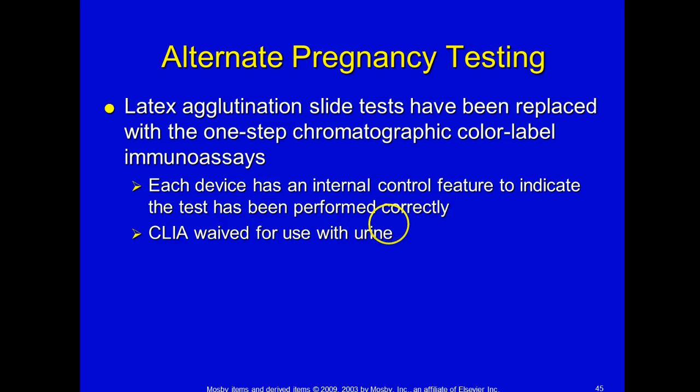Now there's also latex agglutination slide tests and enzyme immunoassays used for pregnancy testing. A little bit easier to use. We'll be using a lot of these types of tests, especially like strep tests, throughout the quarter. And that concludes Module 2.